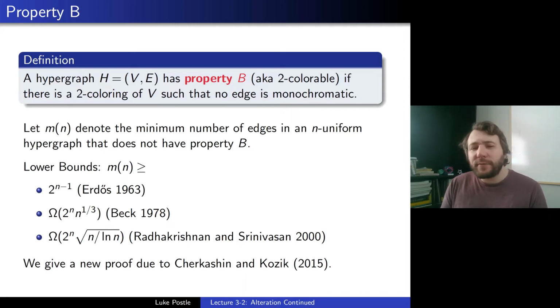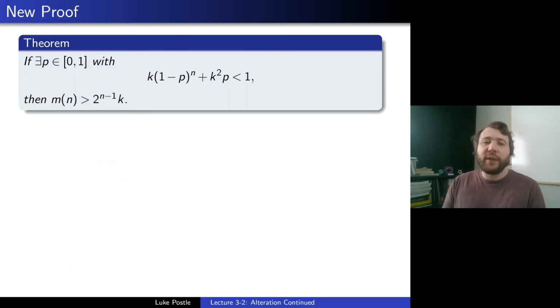So how do we go about improving this? And remember, there is a corresponding upper bound of something on the order of 2 to the n times n squared. But currently those are the best bounds. So n squared and root n over log n are the extra factors. So the idea will be to use a form of random greedy coloring, or alternatively you can view it as alteration. It goes like this.